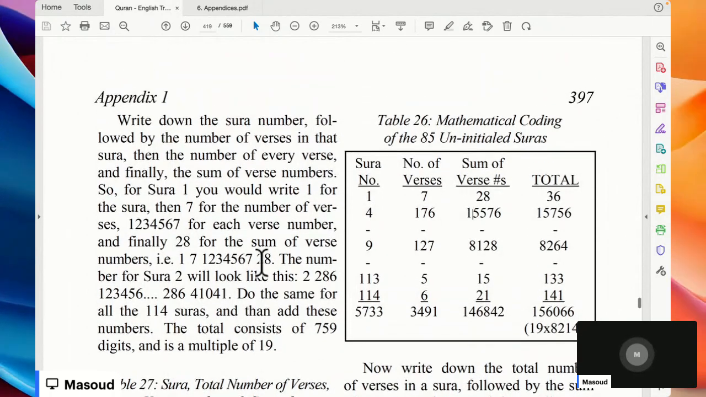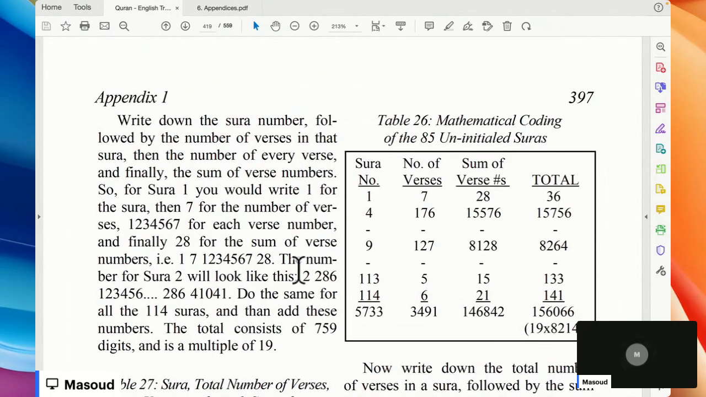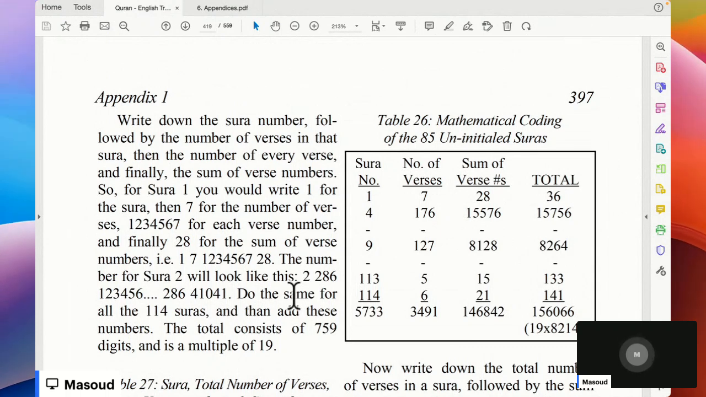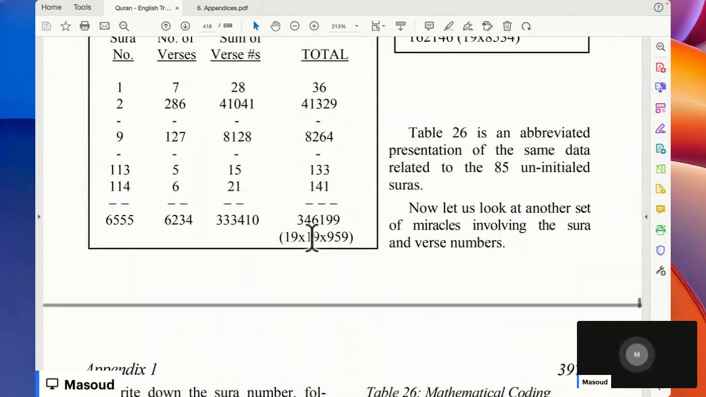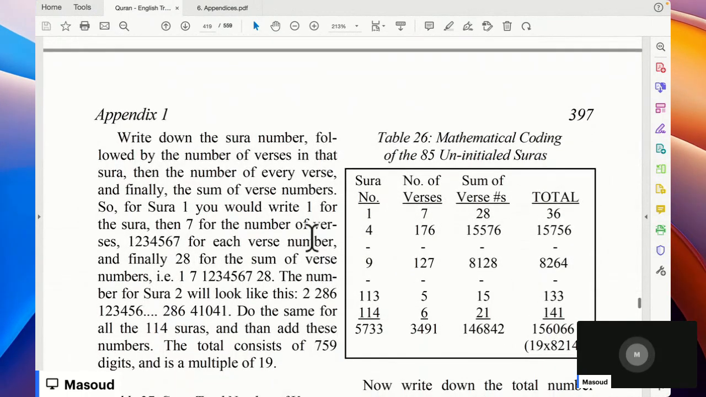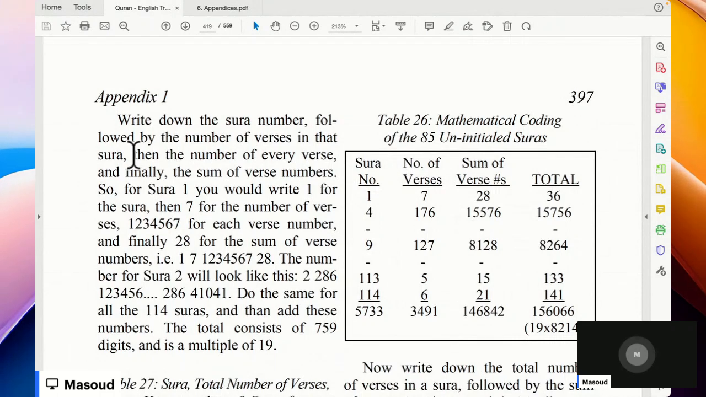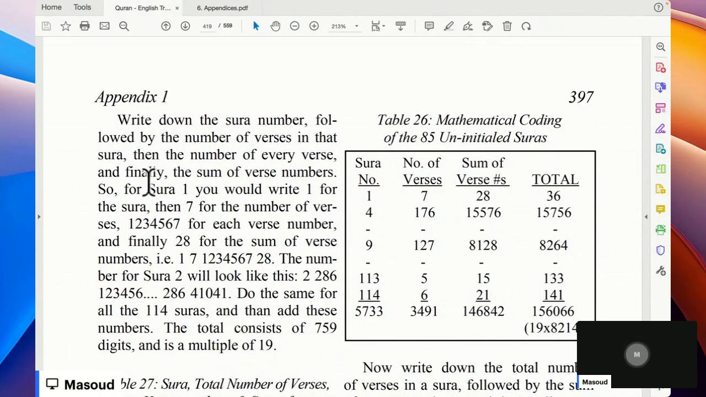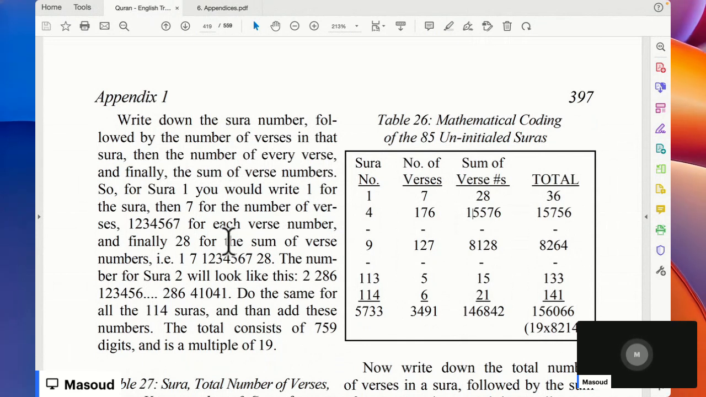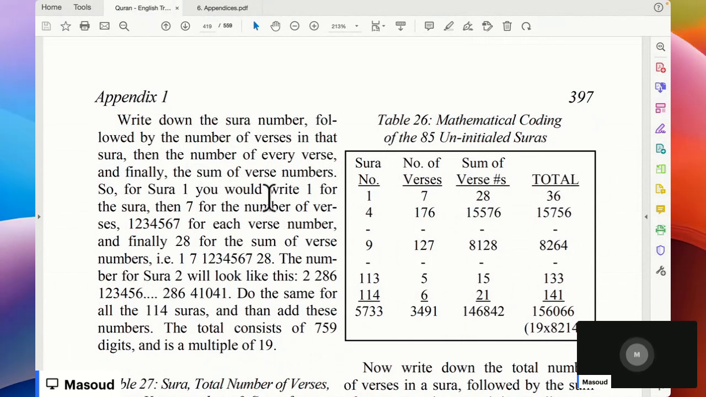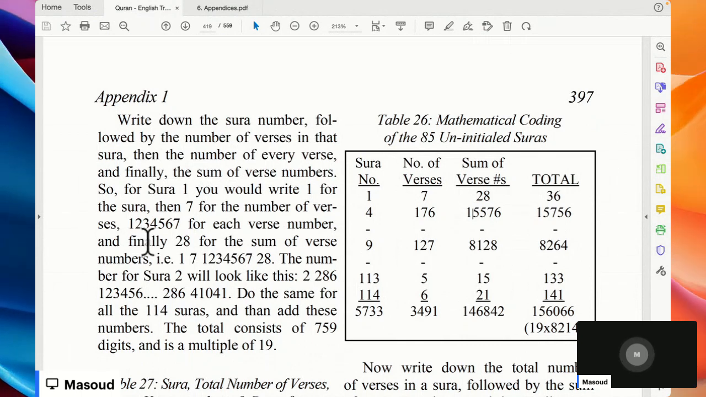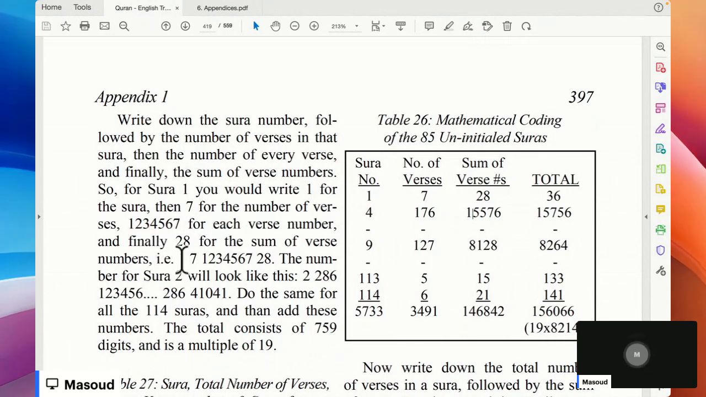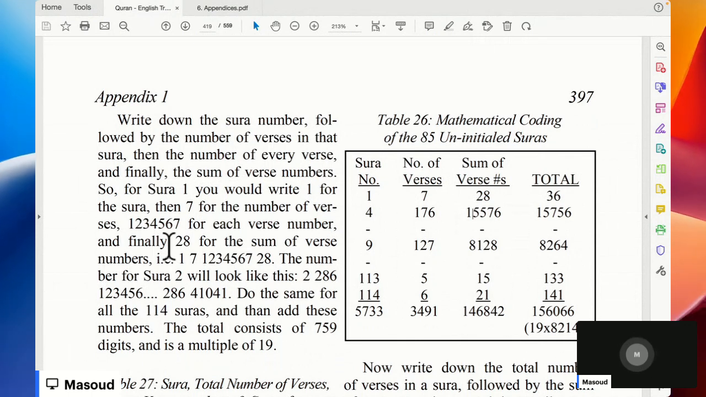This is something that took me a while to be able to just pull off, because the calculations behind it were not that easy to do. But God willing, I'm going to explain it to you so that you get the idea. Now, here it says to write down the surah number, followed by the number of the verses in that surah, then the number of every verse, and finally the sum of verse numbers. So for surah 1, you will write 1 for the surah, then 7 for the number of verses, and then 1, 2, 3, 4, 5, 6, 7 for each verse number, and finally the sum of the verse numbers, which is 28 for that surah.